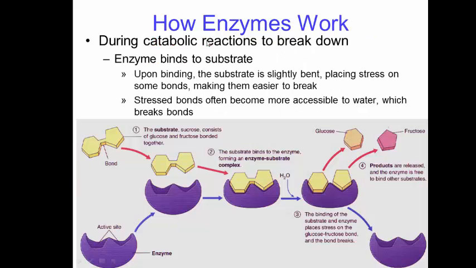Now let's look at how an enzyme can be used during a catabolic reaction. So we're going to use an enzyme to break something down. Right? So here we have our substrate that we're going to break down into two separate pieces. You can see at the end it's going to look like this. Okay? So here is our enzyme and the active site. So the substrate will come in and bind to the active site on the enzyme.